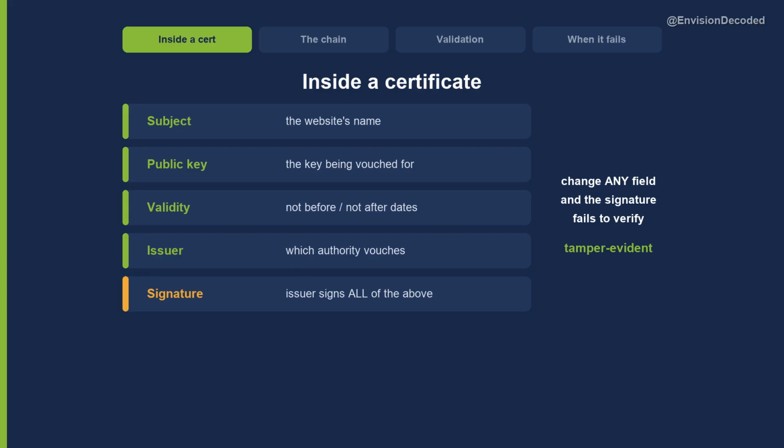Start with what is inside a certificate: the website's name, the website's public key, validity dates because certificates expire, the issuer's name, who vouches, and the issuer's signature over all of it. That last part matters most. Change one field, the website name, the key, anything, and the issuer's signature no longer verifies. A certificate is tamper-evident by construction.